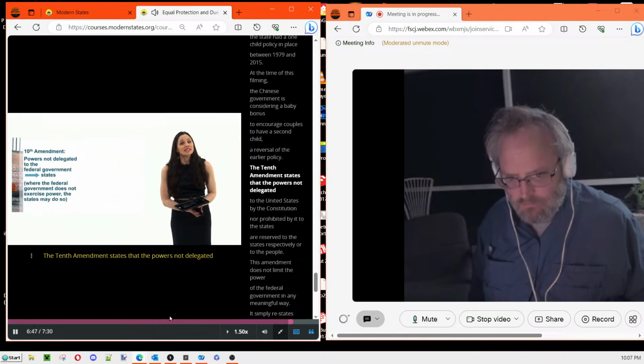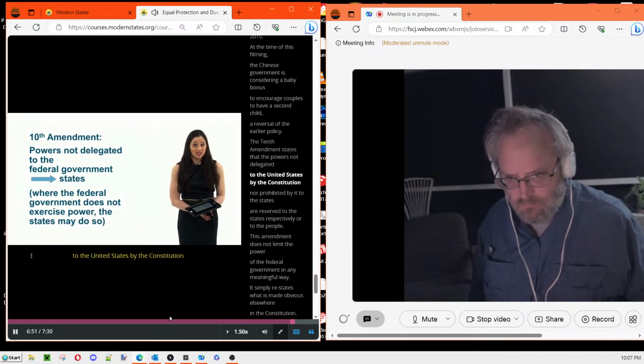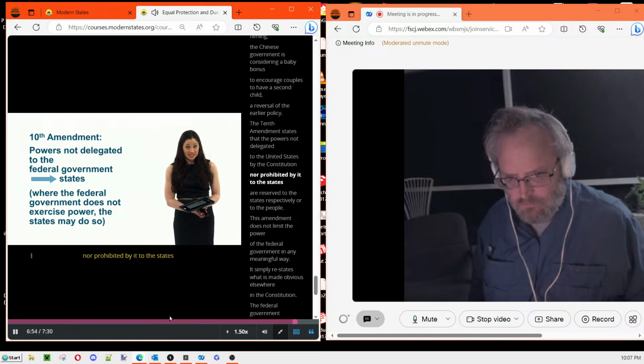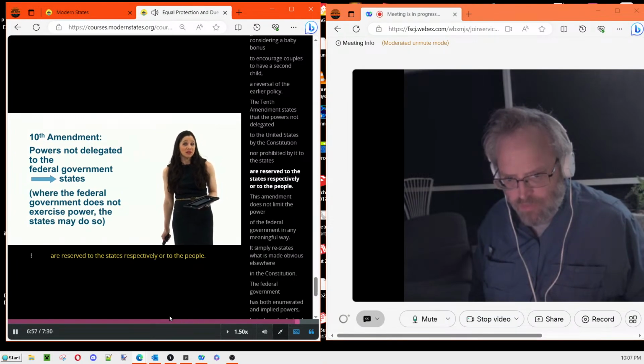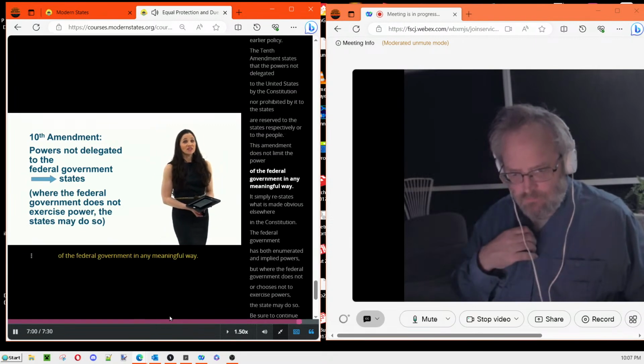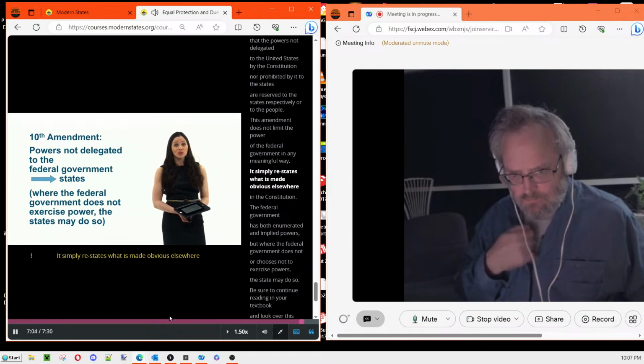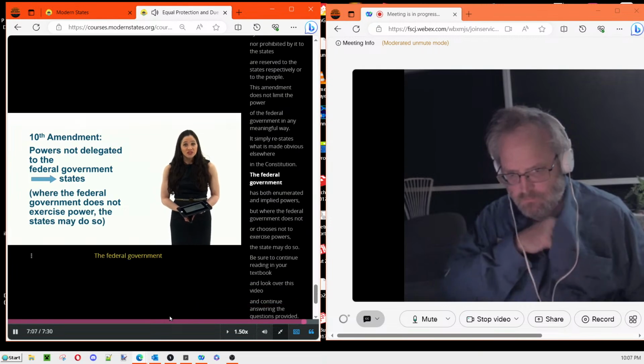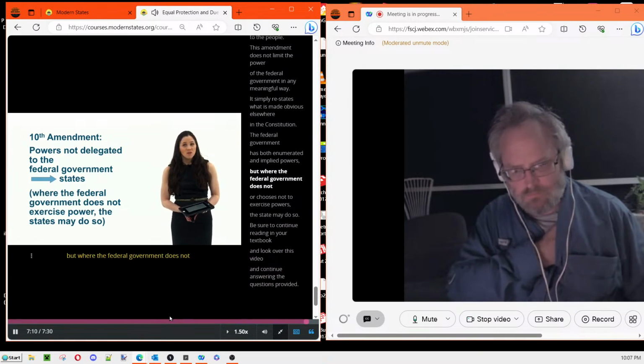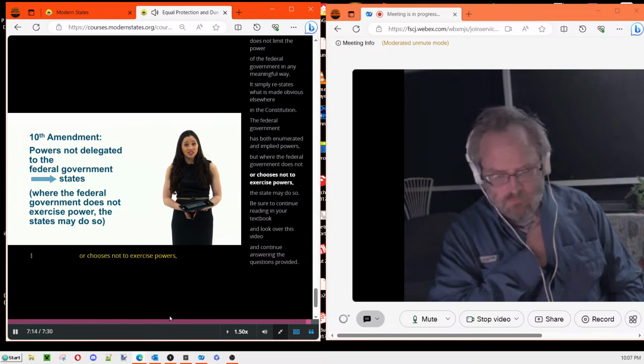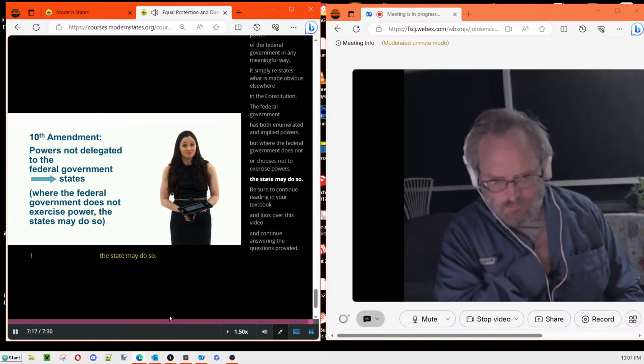The 10th Amendment states that the powers not delegated to the United States by the Constitution, nor prohibited by it to the states, are reserved to the states respectively or to the people. This amendment does not limit the power of the federal government in any meaningful way. It simply restates what is made obvious elsewhere in the Constitution. The federal government has both enumerated and implied powers, but where the federal government does not or chooses not to exercise powers, the state may do so.